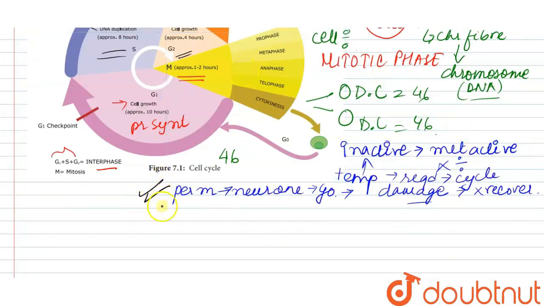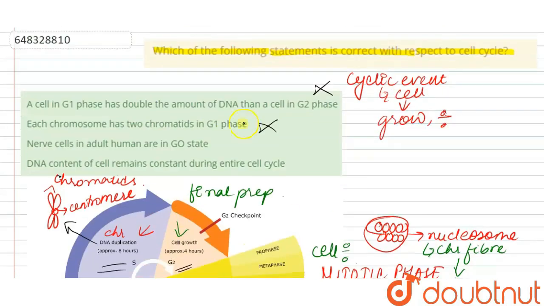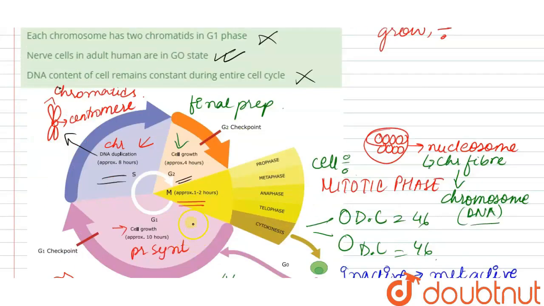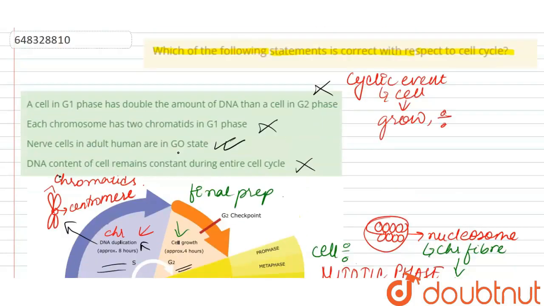And lastly, it is given that DNA content of a cell remains constant during the entire cell cycle. No, it does not remain constant. During the interphase, in S phase and G2 phase, the DNA content is being doubled. In M phase, it is getting reduced, and then it becomes the same as in G1 or as in the parent cell. But in between it is getting doubled, so it does not remain constant during the entire cell cycle. So this is also an incorrect option.